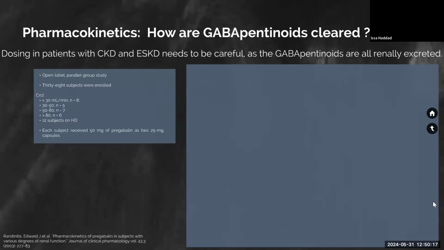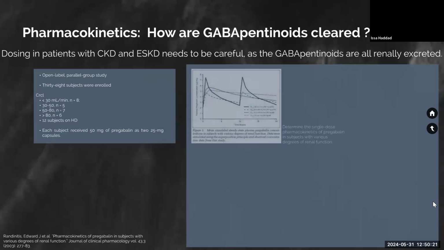So how are gabapentinoids cleared, and what do we care about? I found this open label parallel group study, which looked at 38 subjects who were enrolled.